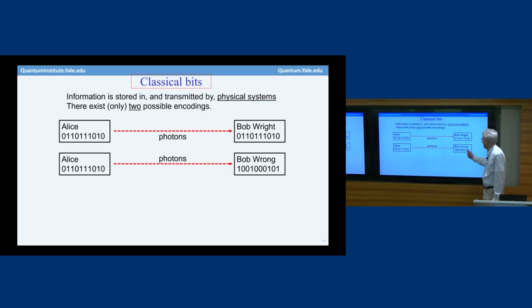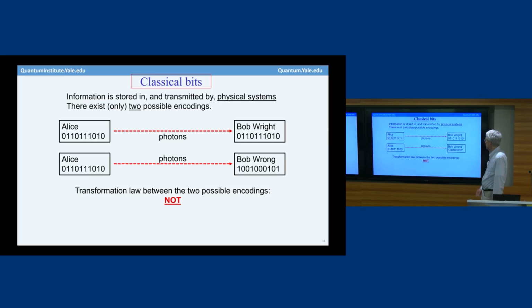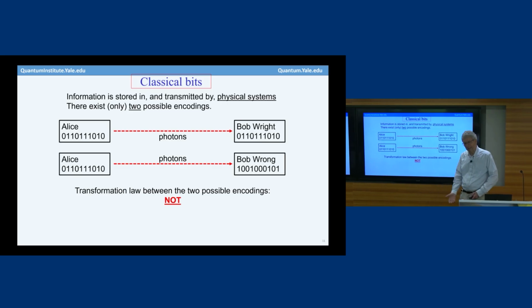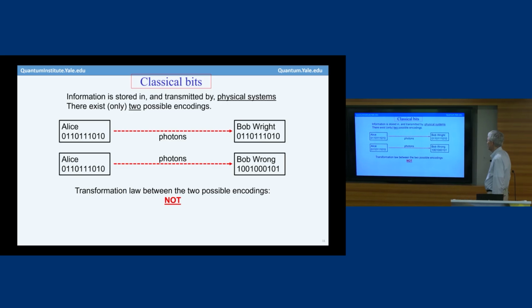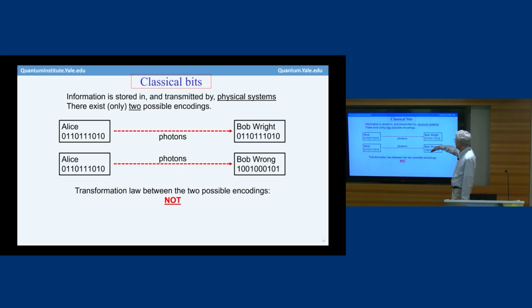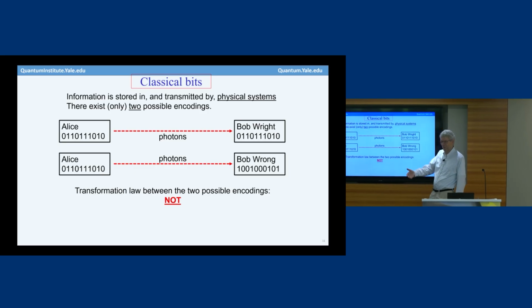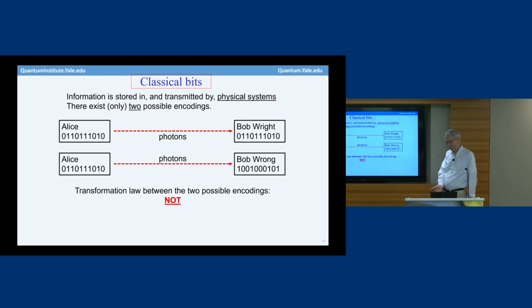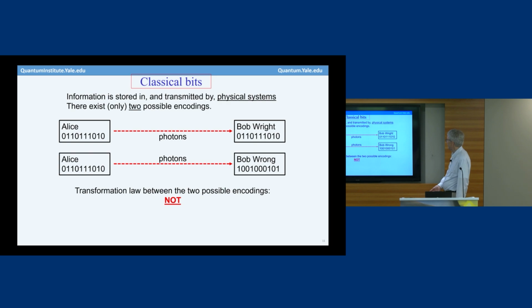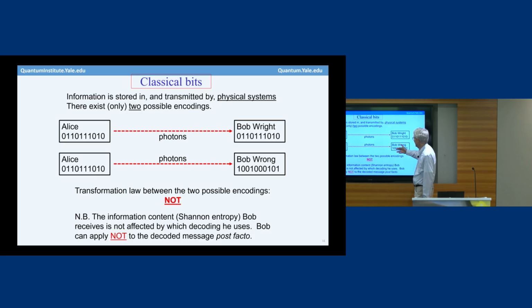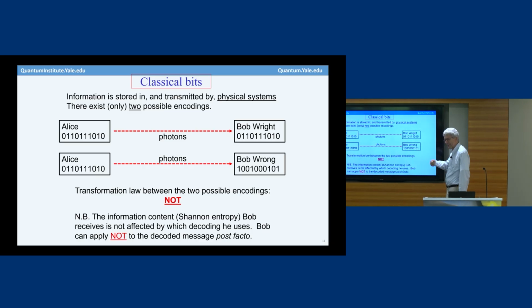It's all in there. All he's got to do, if it doesn't make any sense, is apply a NOT operation to every bit and see if that bit string makes sense. So the transformation law between the two possible encodings is just bit flip. If it's 0, make it 1. If it's 1, make it 0. And the information content is the same either way that Bob interprets the message.